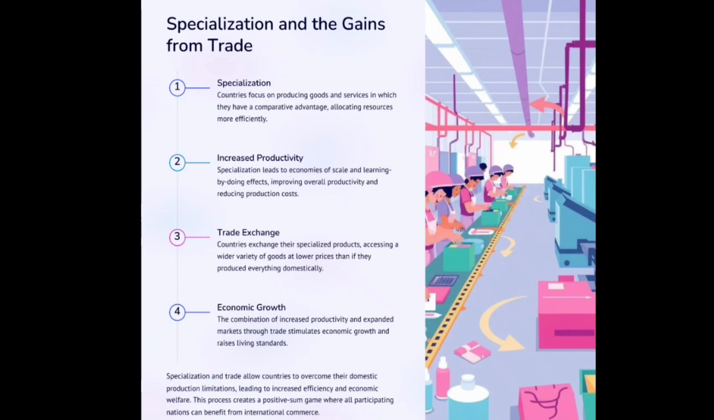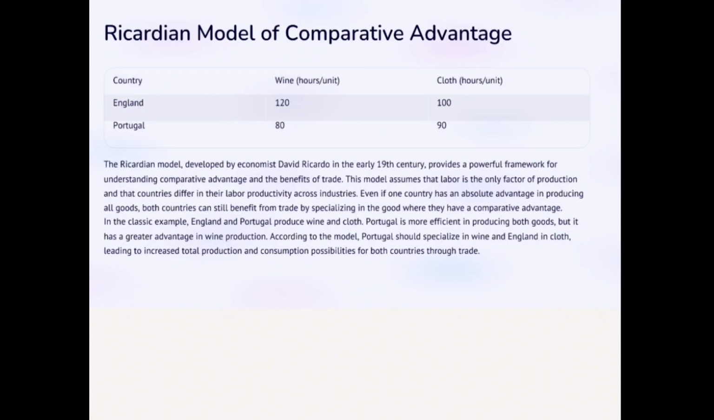Specialization and trade allow countries to overcome their domestic production limitations, leading to increased efficiency and economic welfare. This process creates a positive-sum game where all participating nations can benefit from international commerce. Ricardian model of comparative advantage.